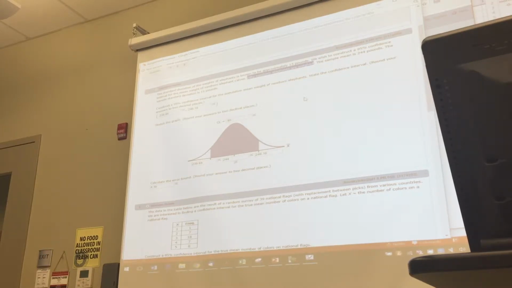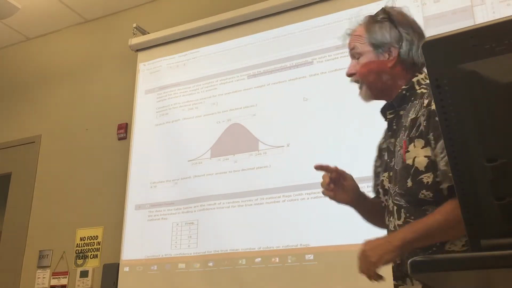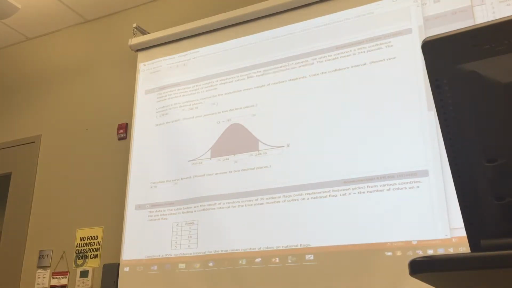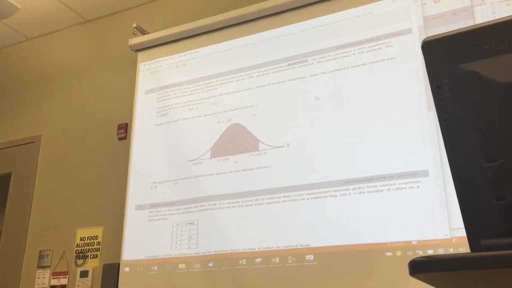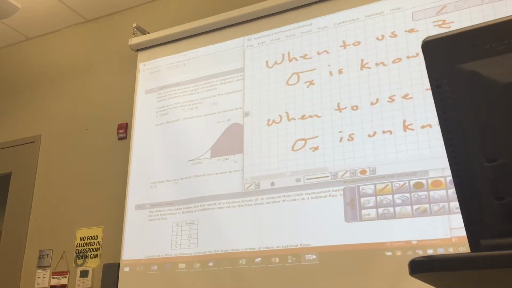That makes sense. Now, we're going to change this. If I did this problem and they didn't tell me this up here, there are only 2 slight adjustments that we make. One, if we don't know the standard deviation, we can't calculate the standard error.